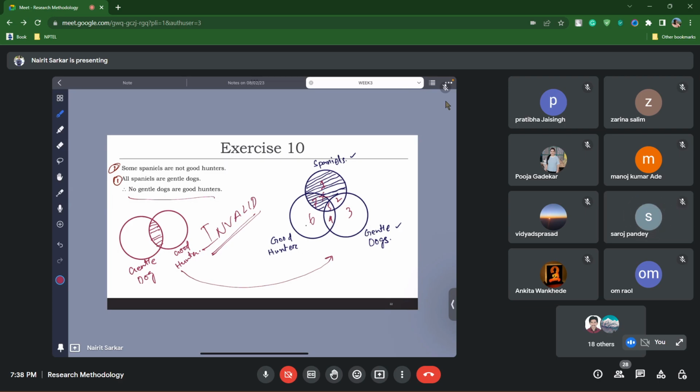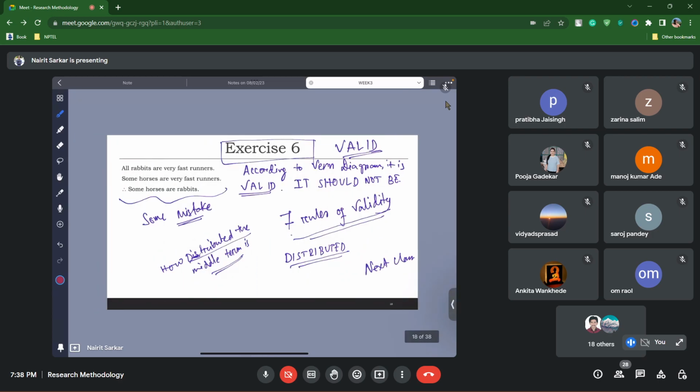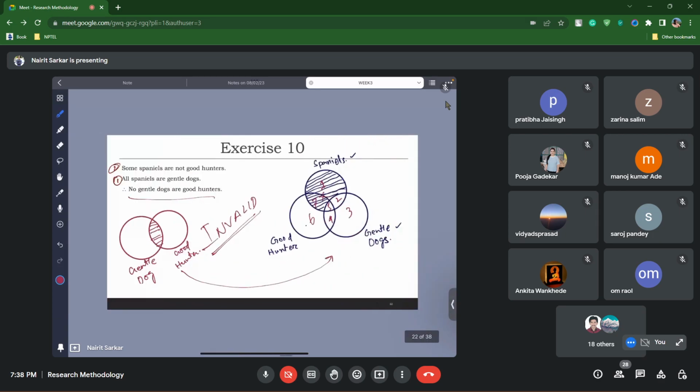Yes, sir. See, I already told you this one, 7 rules of validity. Using the 7 rules of validity, you can analyze whether a syllogism is valid or not, even without making any Venn. As you can see, the first one is some spaniels, right? This is not universal, this is specific, right? And this one is all. Anything all or no is universal.